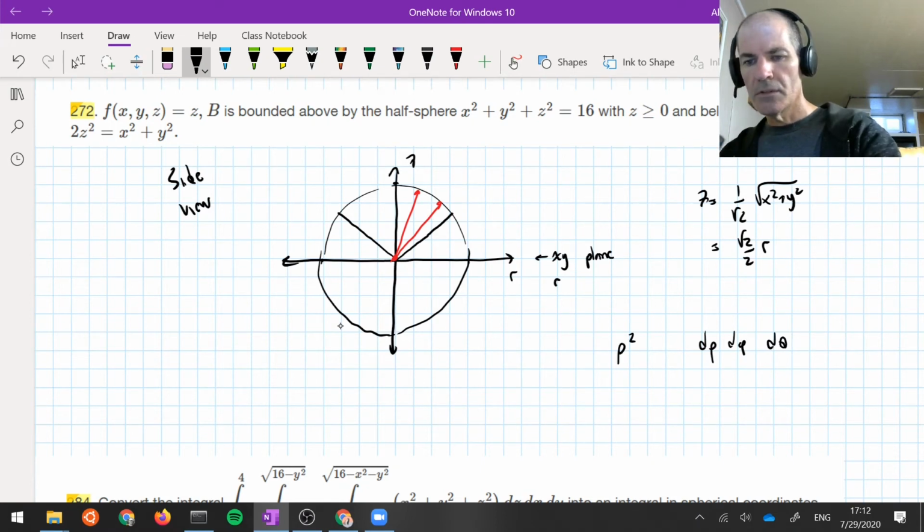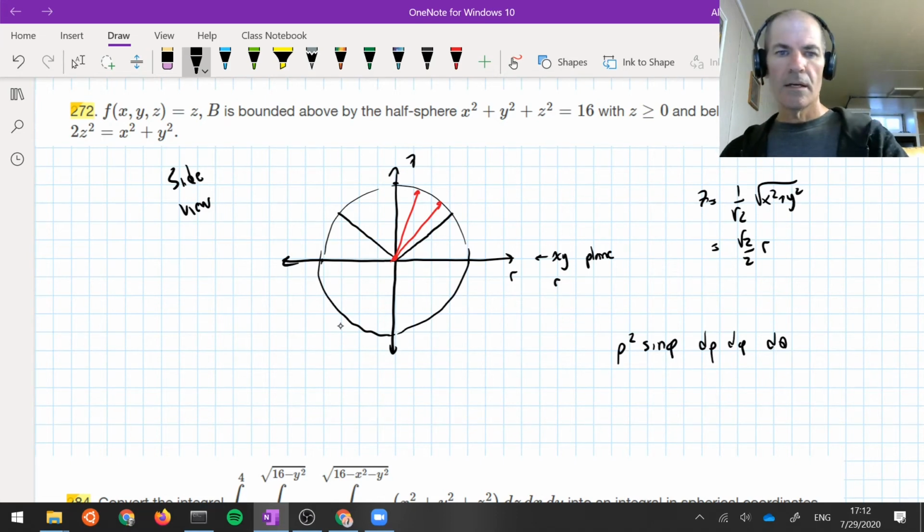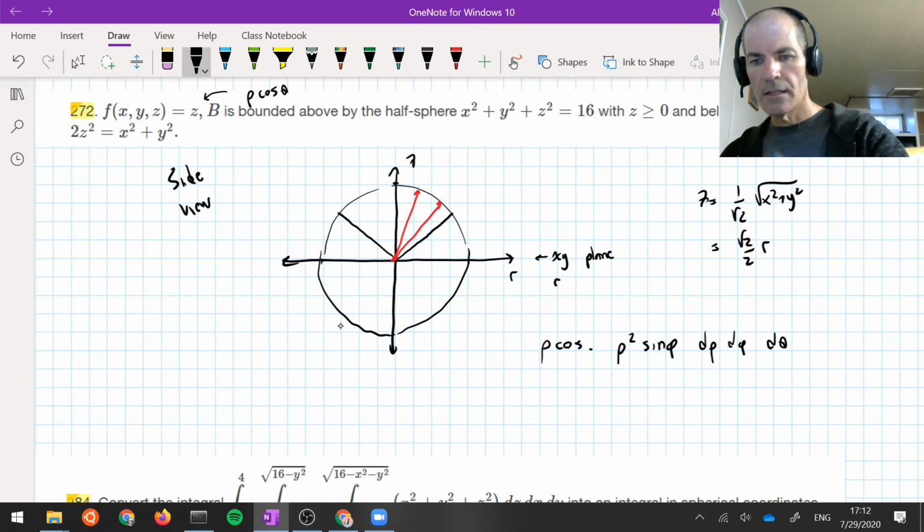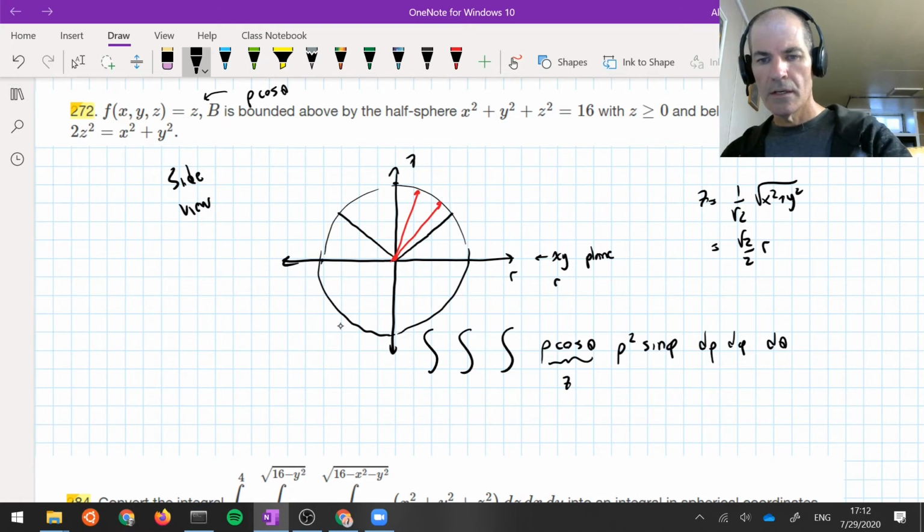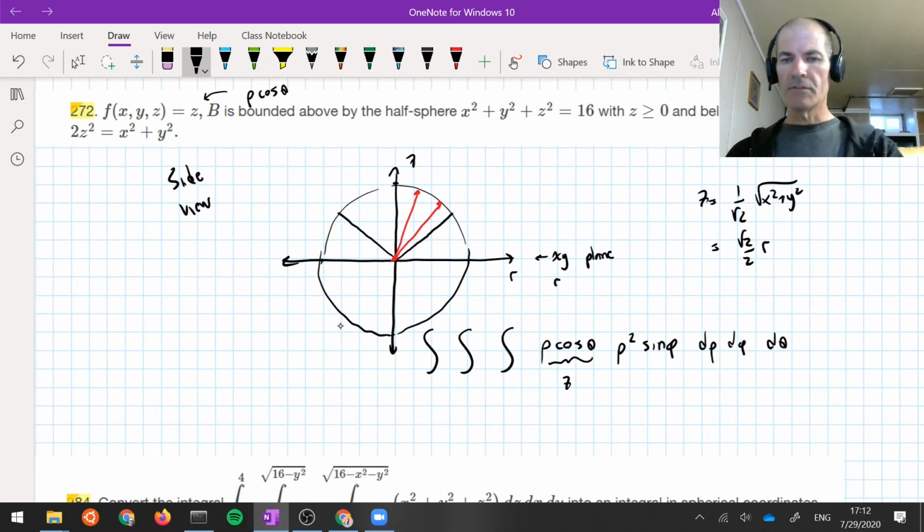In spherical, it's always rho squared sine phi. And the integrand is z here. So remember, what's z in spherical coordinates? It's rho cosine phi. So we get a rho cosine phi here, and I'll just remind everybody that that's z. And then we're going to integrate rho, integrate phi, integrate theta. We've got to figure out these limits of integration. If we're going to do rho, and rho always starts at 0 and goes out to the sphere, that's going to be 0 to 4.